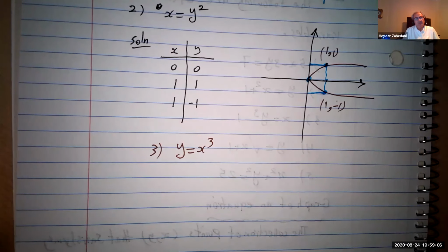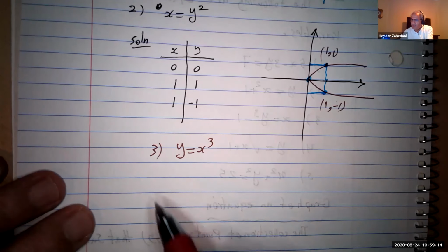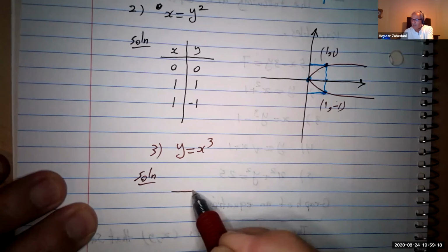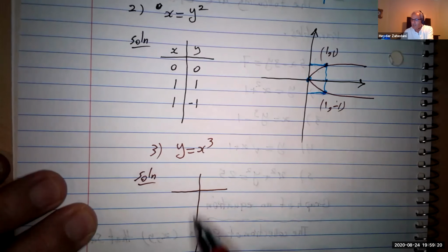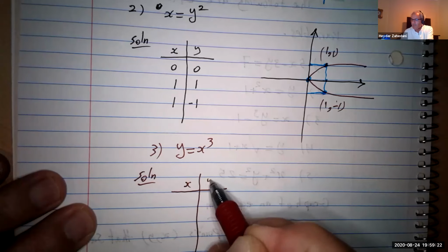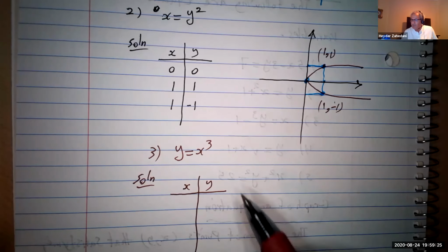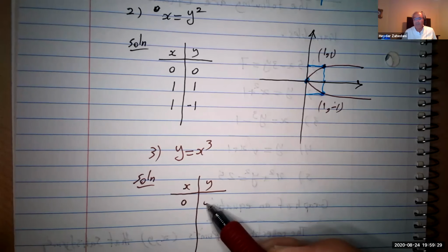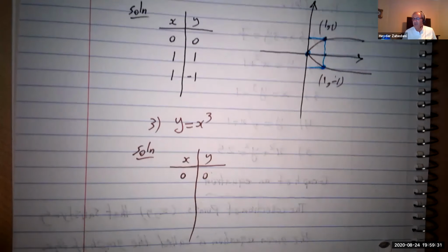Again, we know that we can do it quickly, but again, we need to investigate it. So y equal to x cubed. Again, I'm going to take some points. Okay, that's it. X, y. So starting with x equal to 0, y would be 0. Okay, that's 0, 0.